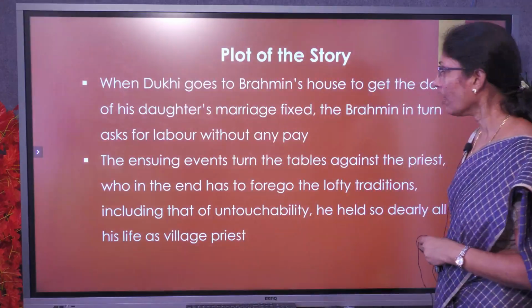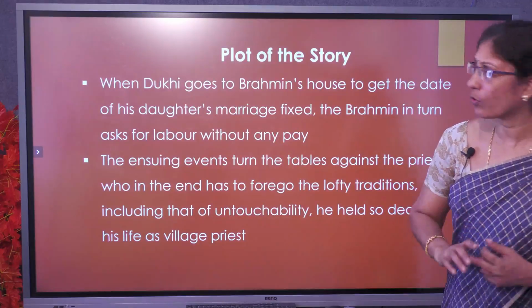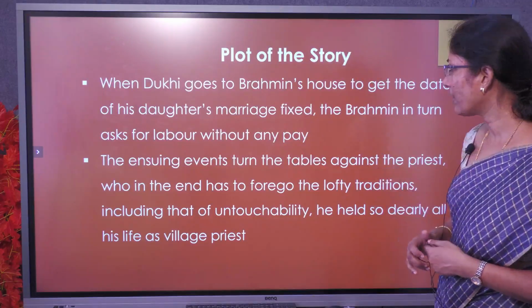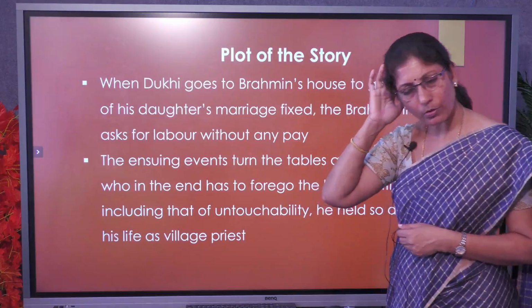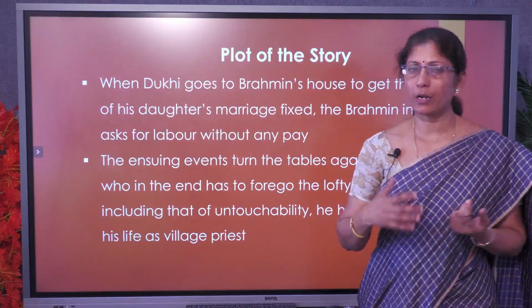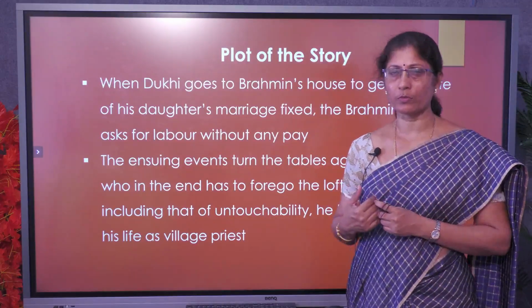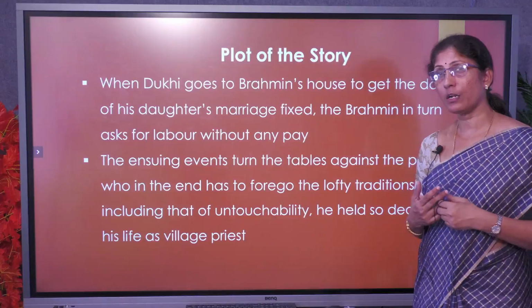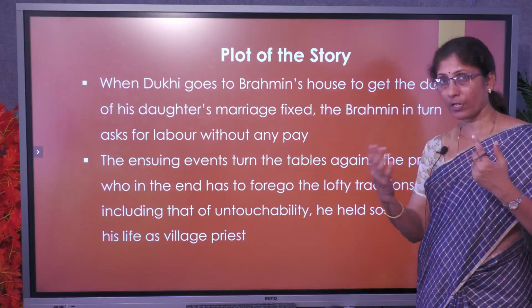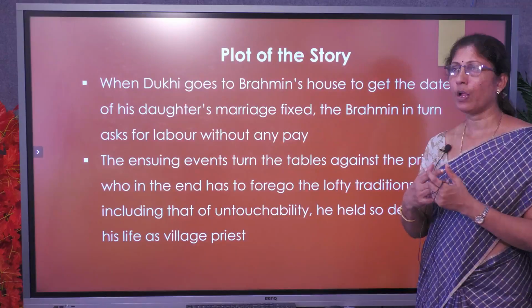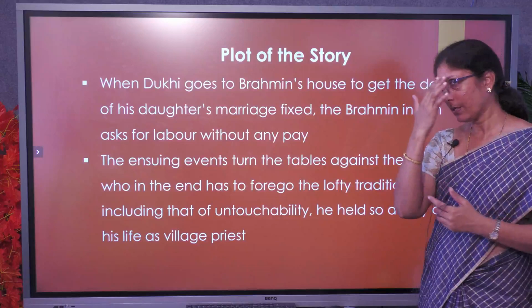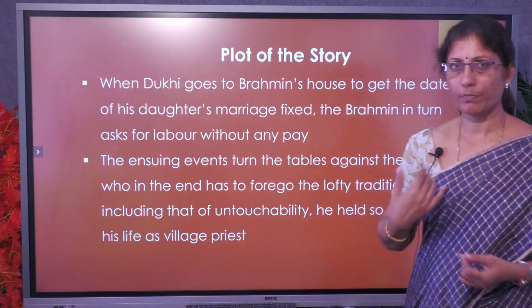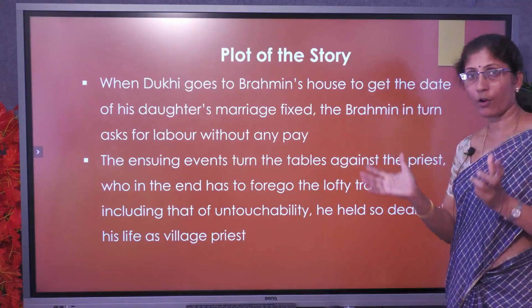Now everything is ready. Dukhi goes to the Brahmin's house to get the date of his daughter's marriage fixed. The Brahmin in turn asks for labor without any pay. So Dukhi goes to the Brahmin's house and asks him when he would come to his house. By the time Dukhi arrives, Pandit Gasiram, after his bath, was preparing to go to the temple, decorating his forehead with vibhuti lines. So he looks like a god to Dukhi.